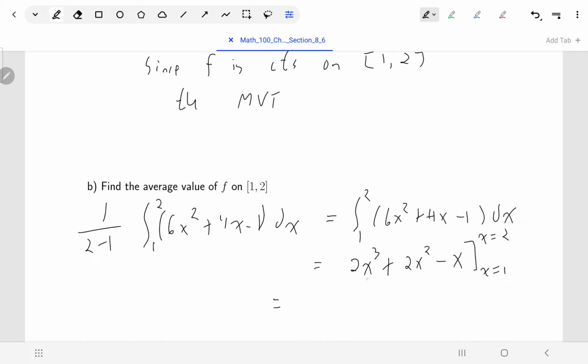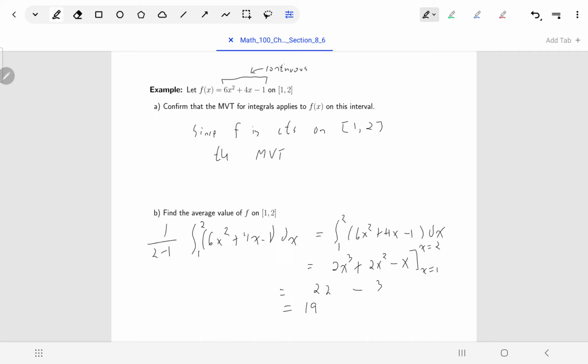When we evaluate it at 2, we'll have 2 times 2 cubed plus 2 times 2 squared minus 2, which is 22. And when we evaluate it at 1, we'll have 2 times 1 plus 2 times 1 minus 1, which is 3. So it looks like for f, the average value that it achieves over that interval from 1 to 2 is 19. So what the mean value theorem is telling us is that f of x should be equal to 19 at some point in that interval.